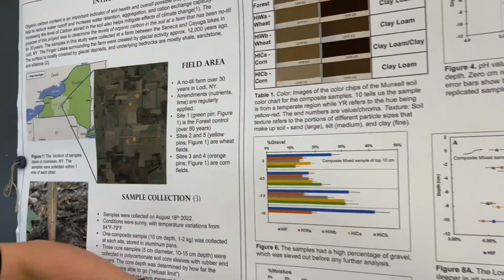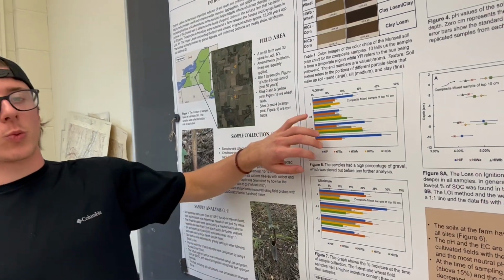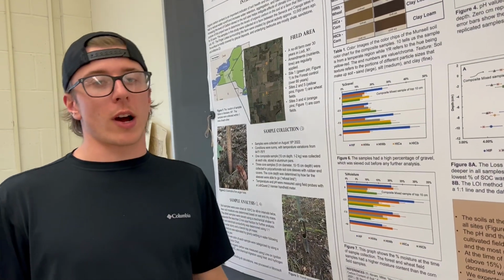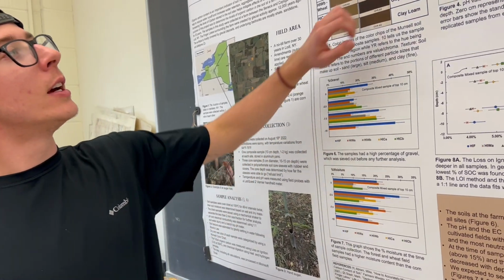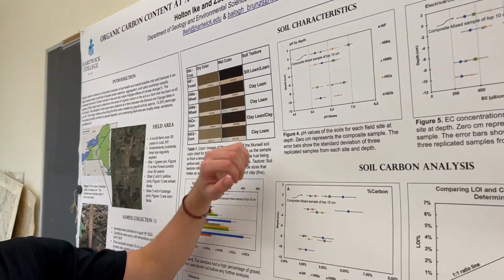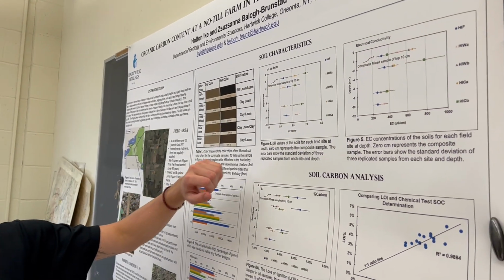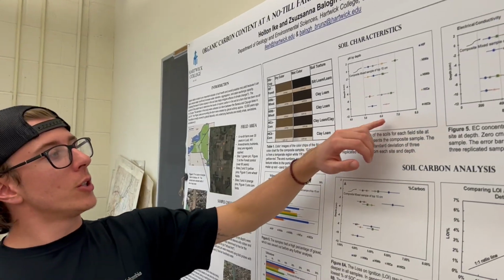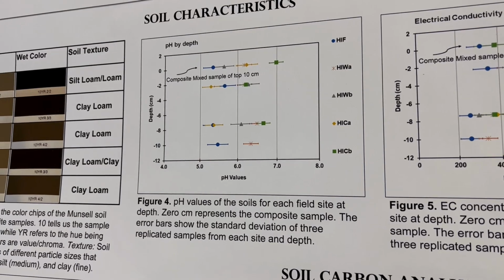I was able to calculate out the percentage of moisture that was being held in the soil samples, as well as the percentage of gravel after I put them through a sieving process to separate. And then I had some chemical characteristics with the pH and the electrical conductivity of the soil. You can see that my samples are a little bit on the acidic side of neutral.